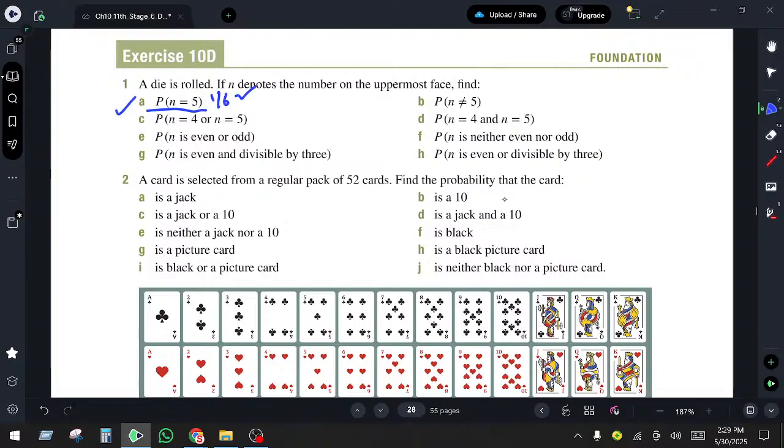And for not getting 5, it means the rest all. Total 6, so it is 1 minus 1 over 6, which is 5 over 6. It is a small example. But in general, in order to get the opposite or complement of a probability, we have to do 1 minus the probability of it happening. Now A or B means probability of A union B.